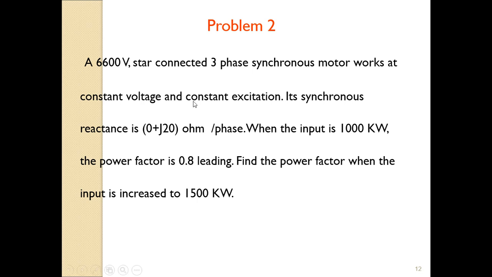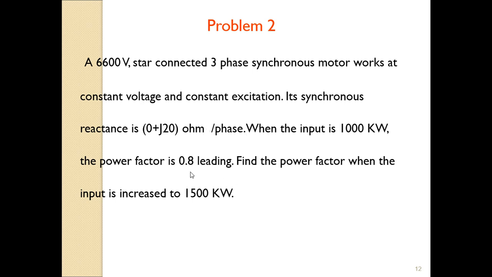So here he has given that at one condition the excitation is the same. So that means the same power factor here also, and that is leading only. But the input is increased here. So why is the input increased? The load is increased. So the synchronous reactance is the same and the input voltage is the same. The output is increased from 1000 kilowatts to 1500 kilowatts. So we have to calculate the power factor at this new input.